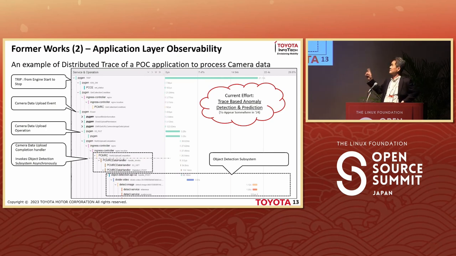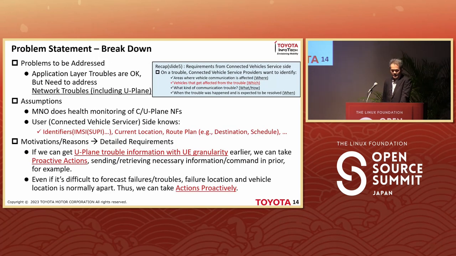As I explained, this is an example of the distributed tracing data result of our application, and it is not just to visualize how the overall application worked. We are working on anomaly detection or anomaly prediction based on the observability data, including distributed tracing, metrics and logs. This result would appear somewhere next year, maybe at an academic conference. So far, I walked through our related works and former works. And from here, I will focus on the POC of this time, the U-plane observability.